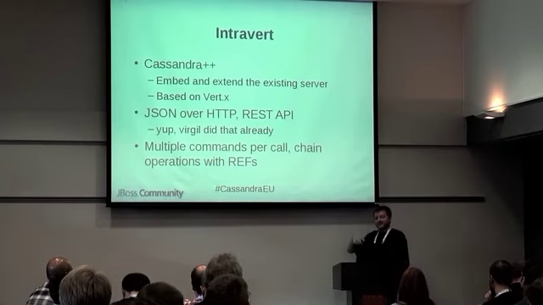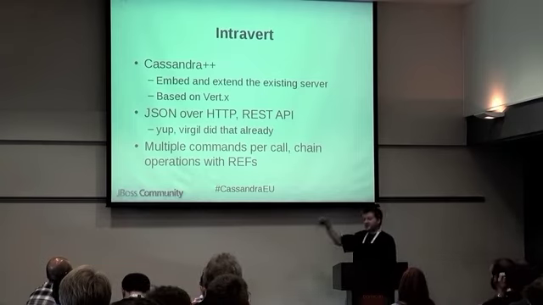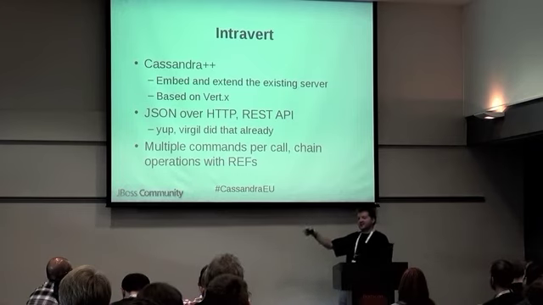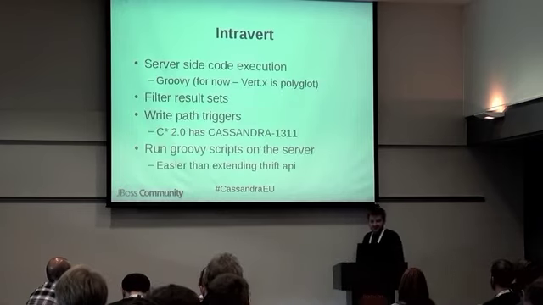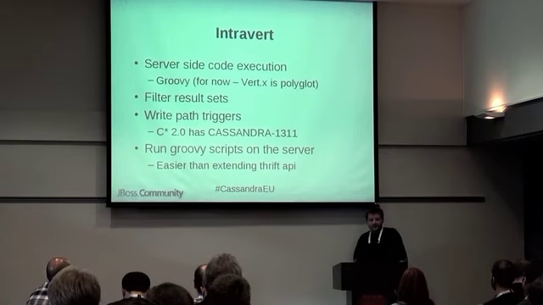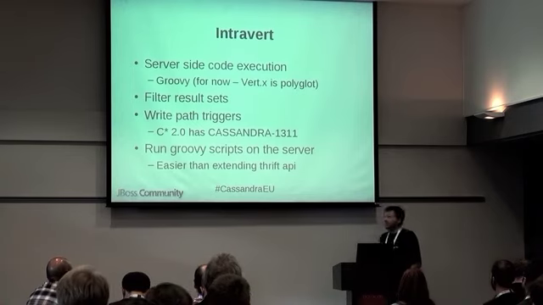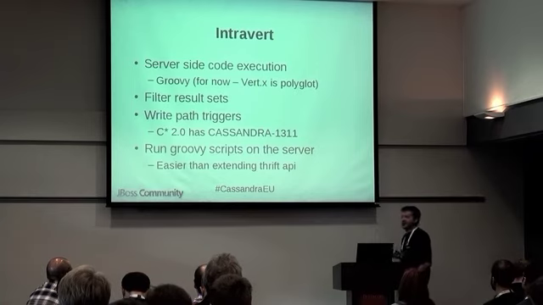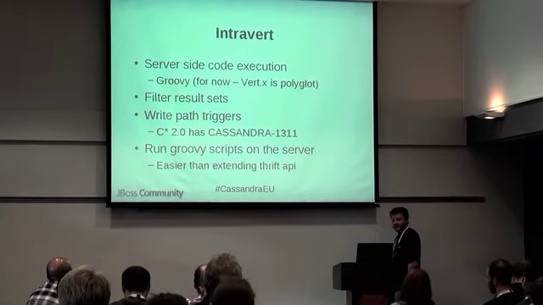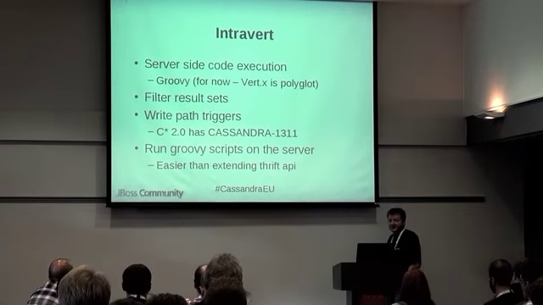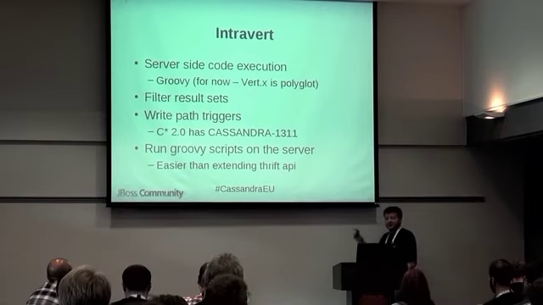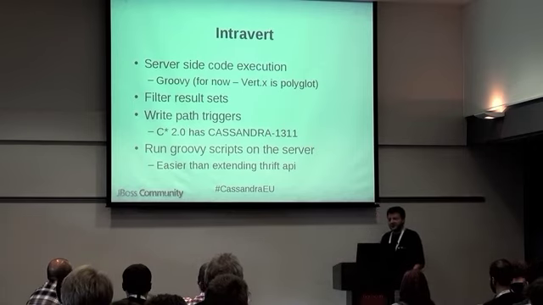Say, take the operation here and execute this next operation, pass the result set from one to the next using a reference. So Intravert gives us server-side code execution in pretty much any language, theoretically. In practice, the API right now is Groovy. We can do things like filtering result sets. It's fairly trivial. We can send a CQL3 operation and a filter expressed in Groovy. We can ship them over together, and it'll filter the result set on the Intravert node and send us back just the results that meet the filter criteria.